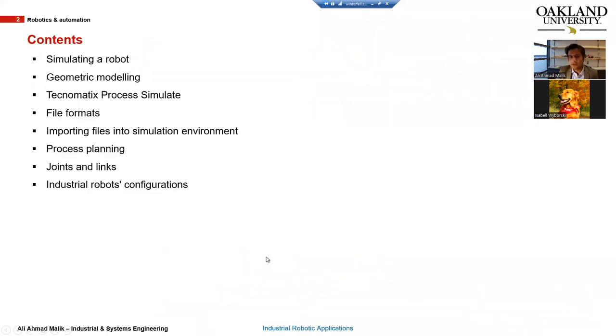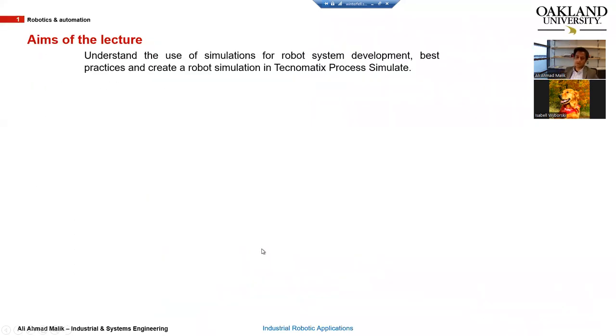Okay, so the aim of the lecture for today is that we will try to understand the use of simulations for robot system design and development. We will also see the best practices for simulation modeling, and we will create a robot simulation in Tecnomatix Process Simulate. For now, I assume that none of you has worked with Tecnomatix Process Simulate before.